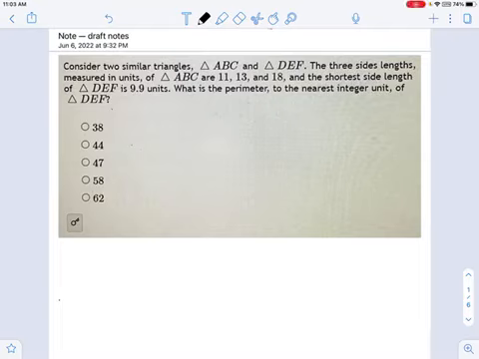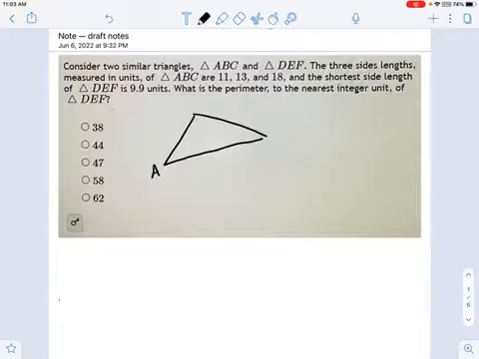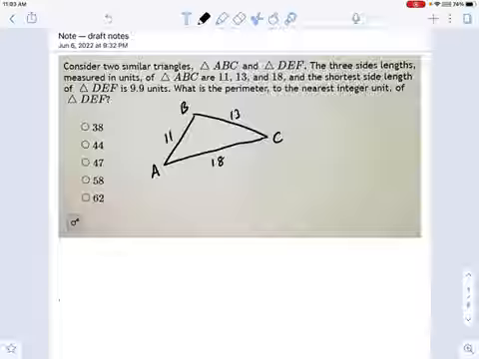A general rule of thumb with geometry problems is that if there's no picture drawn for you, it tends to be an easier problem if you can just draw the picture. So I've got here two triangles, and I'm going to draw one of them. Here's triangle ABC. All right, and I'm told that the side lengths are 11, 13, and 18. So let's just put some numbers on here, 11, 13, and 18.